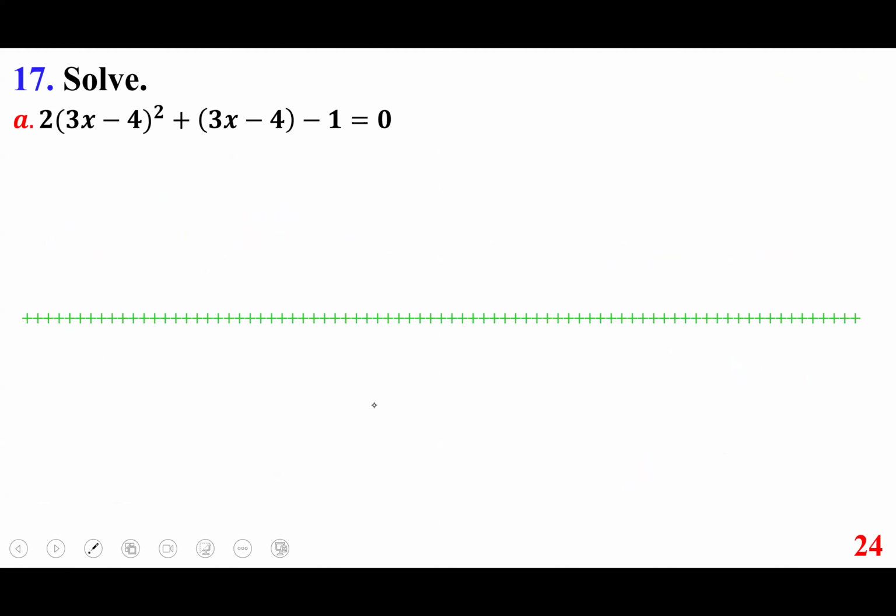We want to solve this one: 2 times (3x minus 4) to the power of 2 plus (3x minus 4) minus 1 equal to 0. There are two ways to do that. You can raise this to the power of 2 times 2, simplify and solve. Not a good idea. Can we do it that way? By all means. But there's an easier way, and that is by letting 3x minus 4 be something other than x. For example, let it be y.